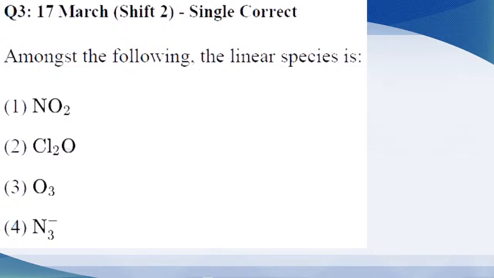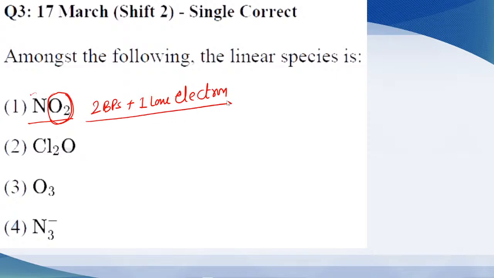Okay, among the following linear species is? इनमें से लीनियर स्पीशीज कौन सा है? NO2 का स्ट्रक्चर अभी पढ़ा था हमने। There are 2 bond pairs. So how many electrons are used? 4 electrons are used. If 4 electrons are used, nitrogen has 5. So there is one, not a lone pair, but one lone electron, or we can say one unshared electron.